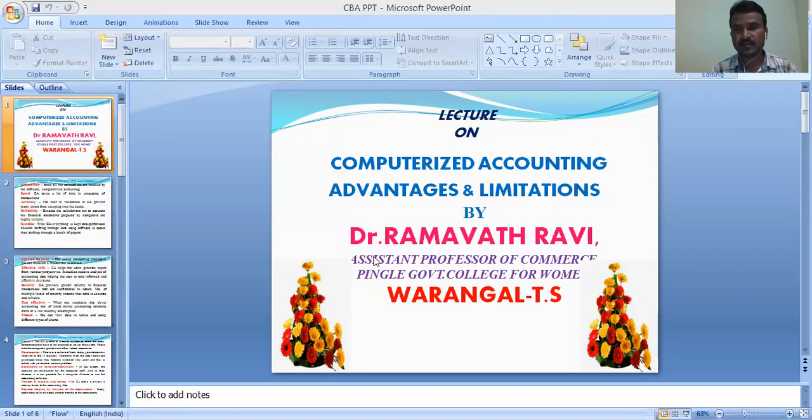In previous lessons, we discussed the introduction of computerized accounting and its future. Before going to deal with this topic, we briefly discuss computerized accounting.